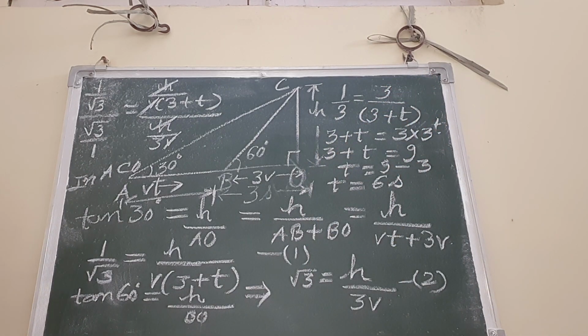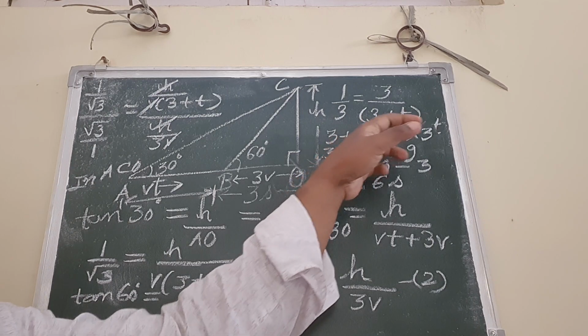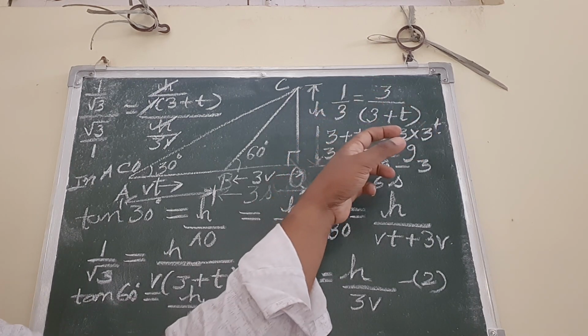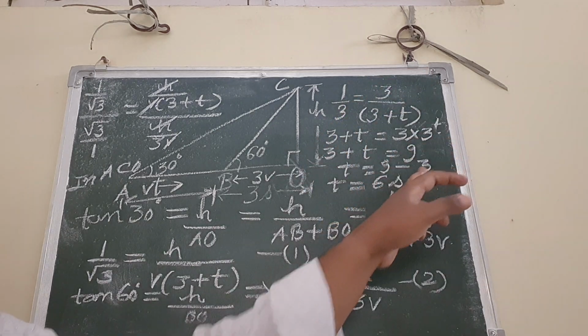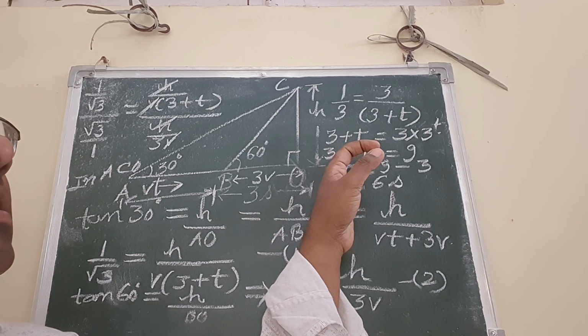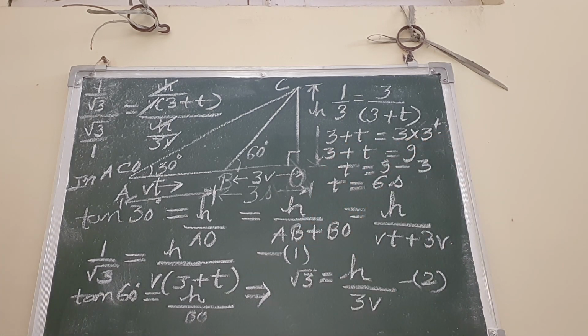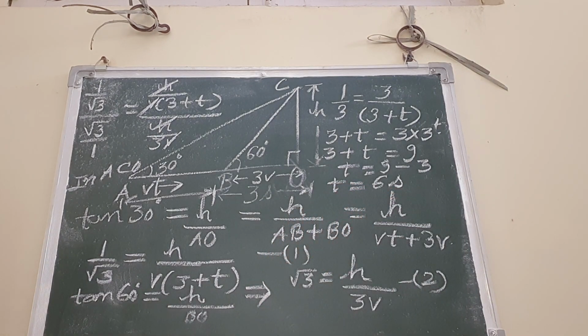So I think this much you all have understood. So now we are cross multiplying it. So it becomes 3 plus t into 1. So it becomes 3 plus t is equal to 3 into 3, that is 9. So now we can write t is equal to, this 3 goes to the other side, so it becomes 9 minus 3. So here the time becomes t is equal to 6 seconds. So I think you all might have understood this question.